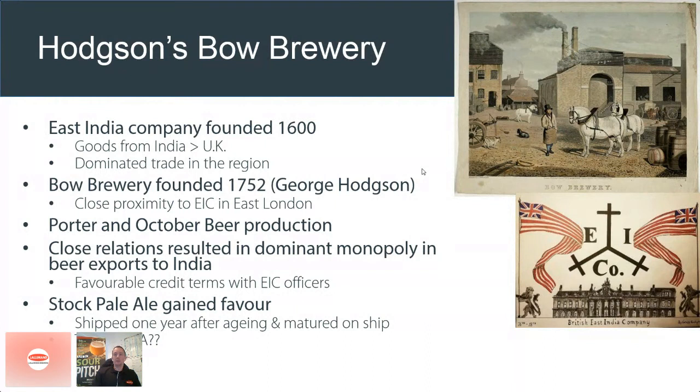They would mature, and there were obviously these kind of stories of the swell and the roll of the sea that would add to the secondary fermentation in the casks and then aid conditioning. And I guess one question is that Hodgson's Pale Ale, which became so dominant, certainly in the early export of beer to India, I mean, he really was a ruthless businessman. Any threat from any other breweries, he'd simply undercut them on price and try and beat off business that way. And couple that with these favorable credit terms, you've got a really ruthless businessman.